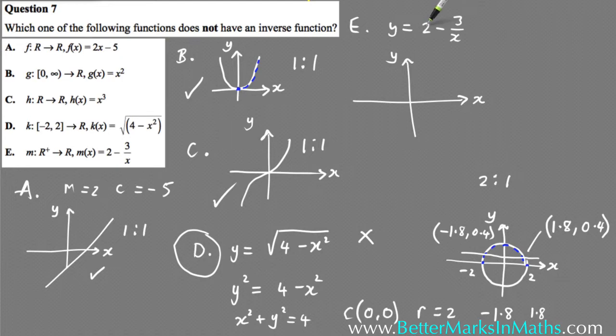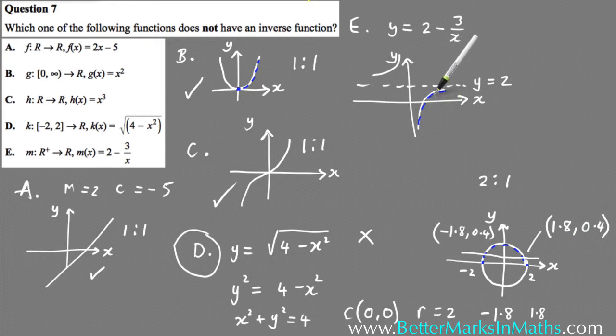And then this 2 is like going +2 at the end, which moves the whole thing up 2. And you have a horizontal asymptote, and its equation is y equals 2, and the graph will be in this corner and in this corner here. So even though they've restricted this to R plus, which is just this blue dotted part of the graph here, that part of the graph is definitely 1 to 1.